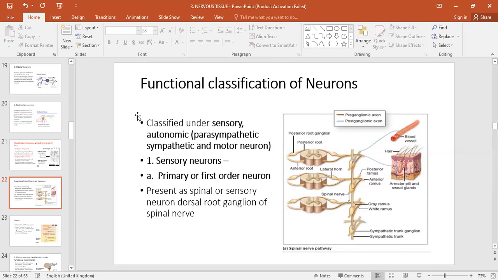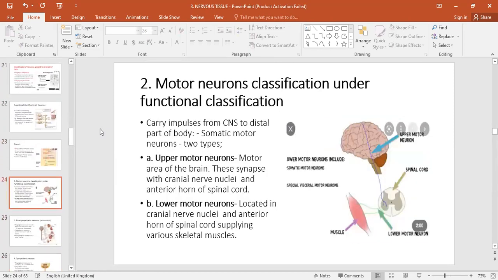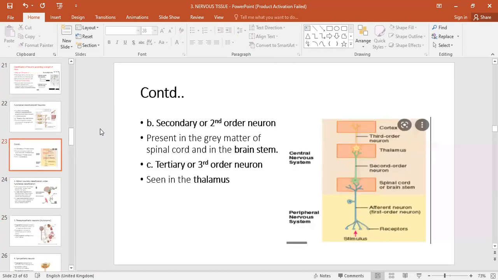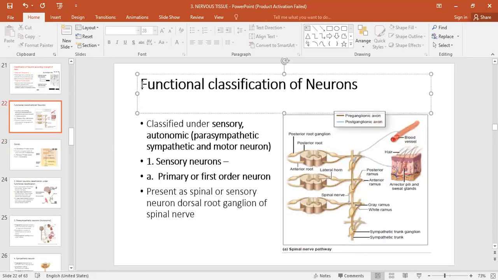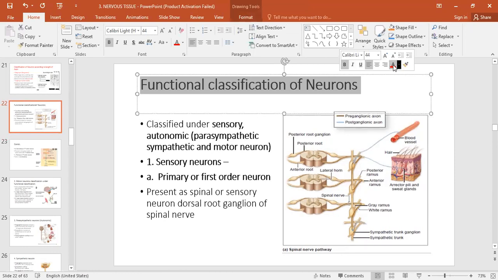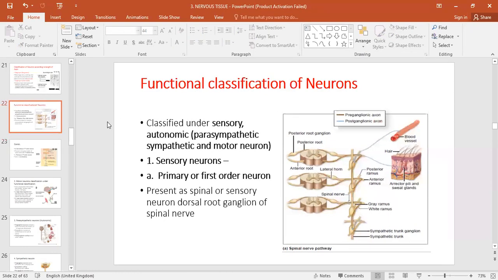So we have two types under that. We have sensory neurons and motor neurons. So we call this functional classification. We're not looking at the shape. We're not looking at how long the axon is. We are just looking at function.